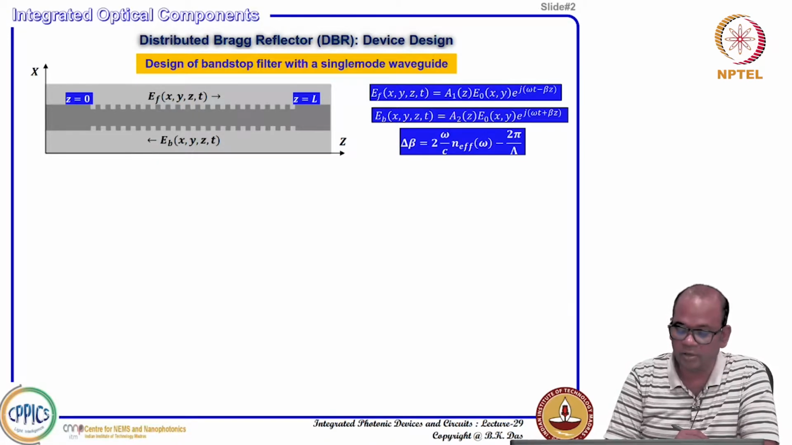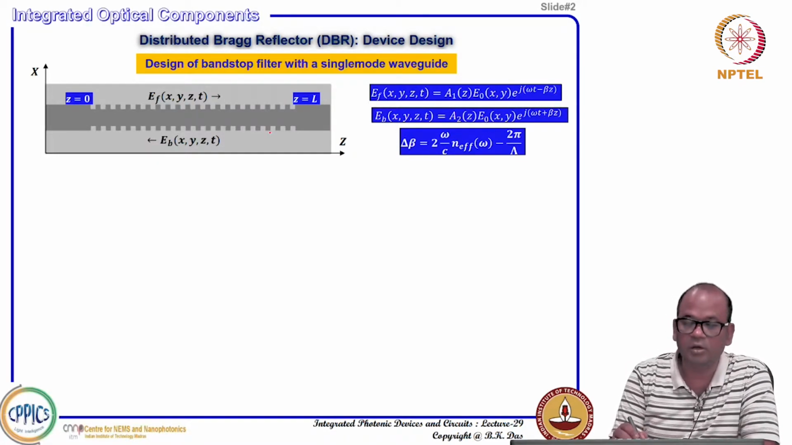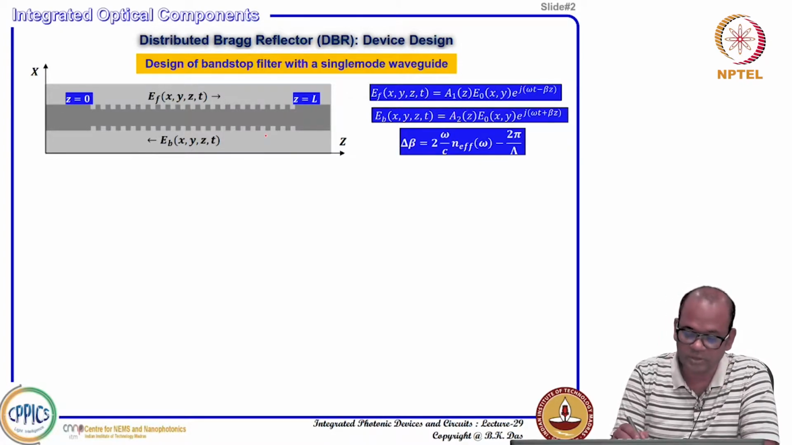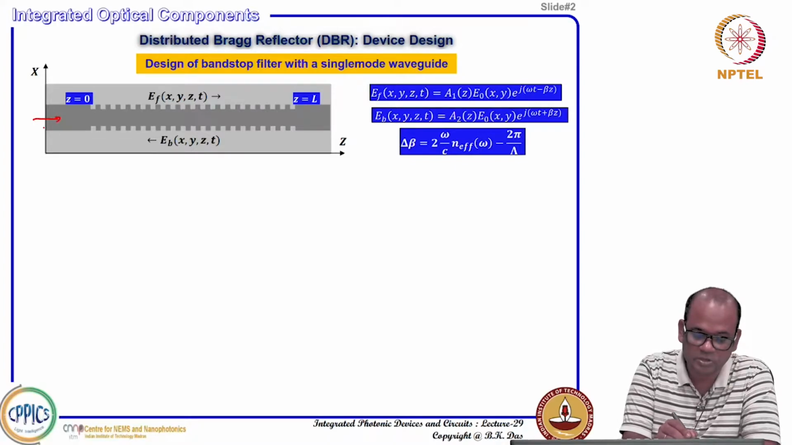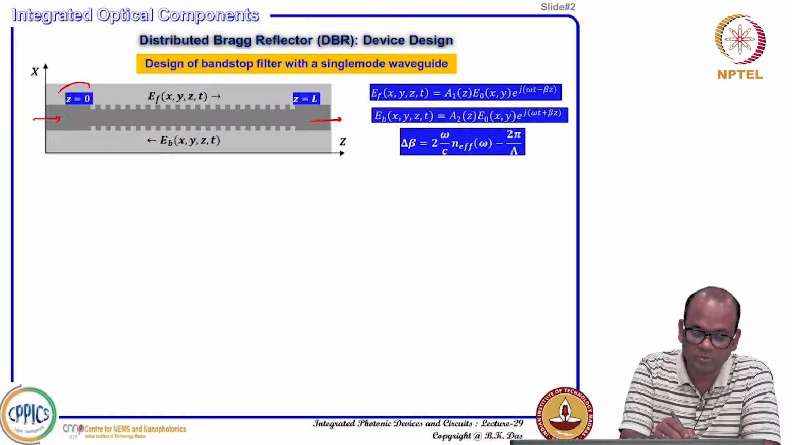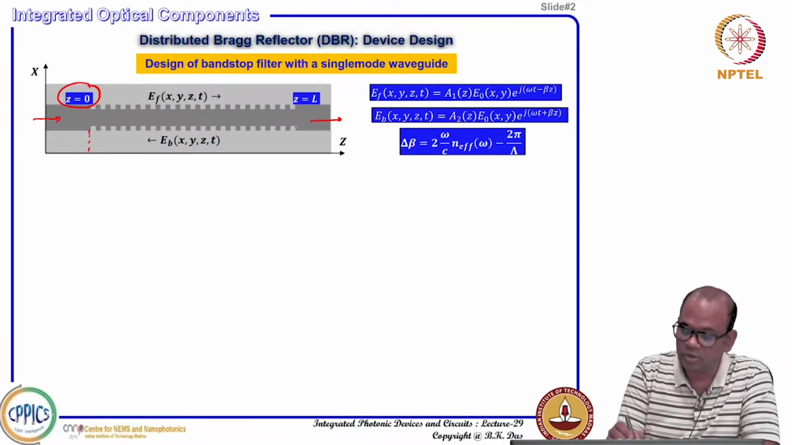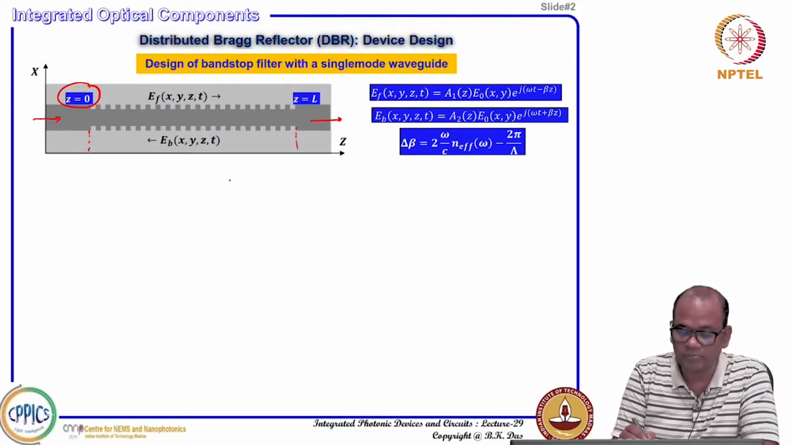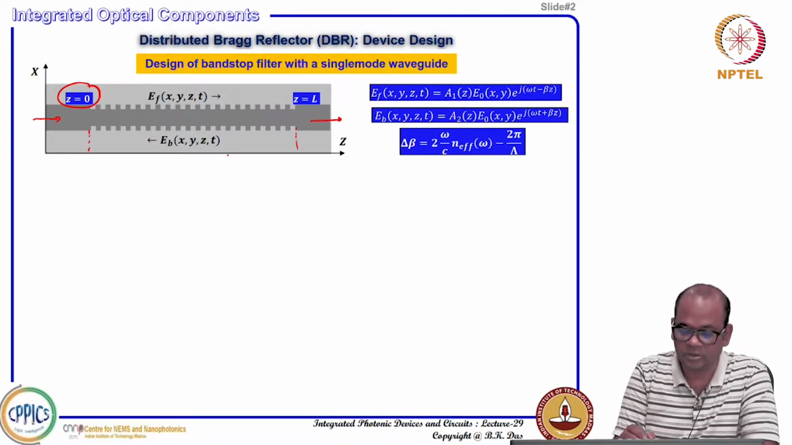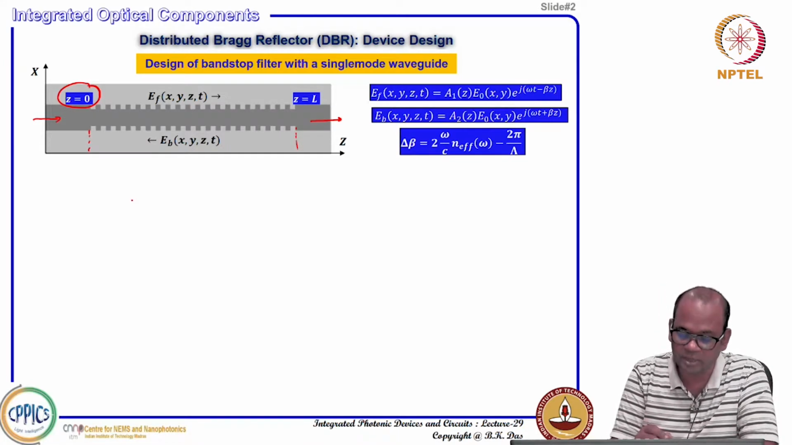Now let us again recap the DBR structure. It is basically the top view of a representative silicon on insulator waveguide structure. This is your waveguide, a single mode waveguide, and the input and output are also single mode waveguides. But in between, from z equal to 0 to z equal to L, in the z direction, there is a periodic perturbation. You can see rectangular perturbation structures on both sides, defined just in the side wall.